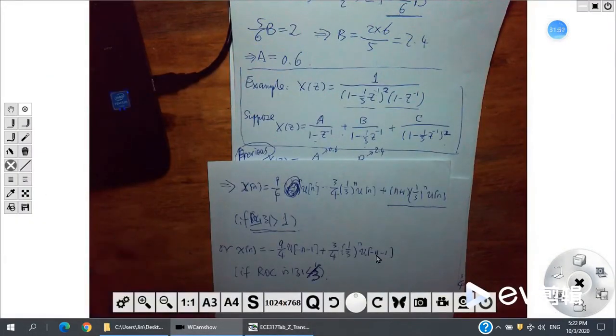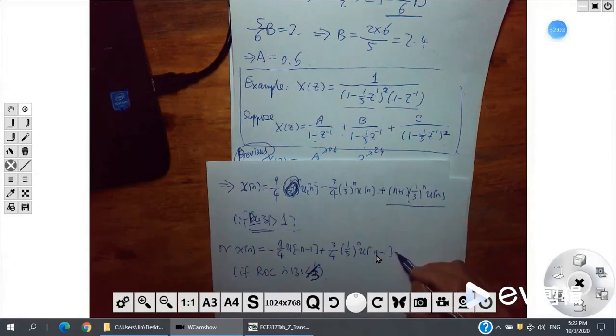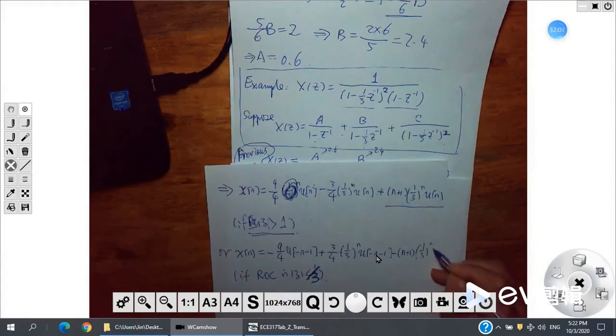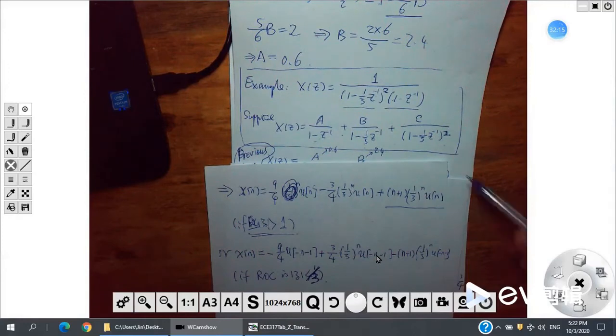Alright. And the last term is still this, but change this to be negative n plus 1. Change this to negative. So negative n plus 1, 1/3 to the n, u of negative n minus 1. That's it. Okay, now you can compute.